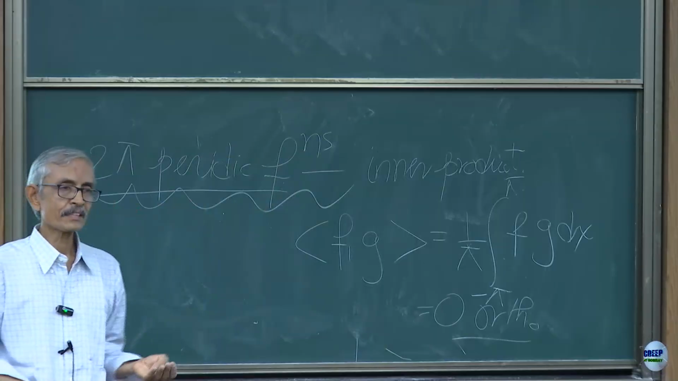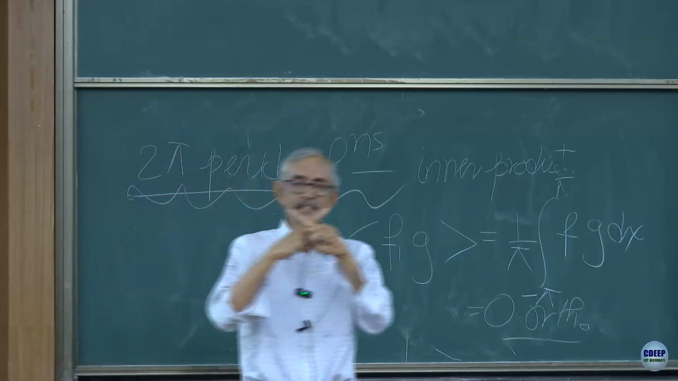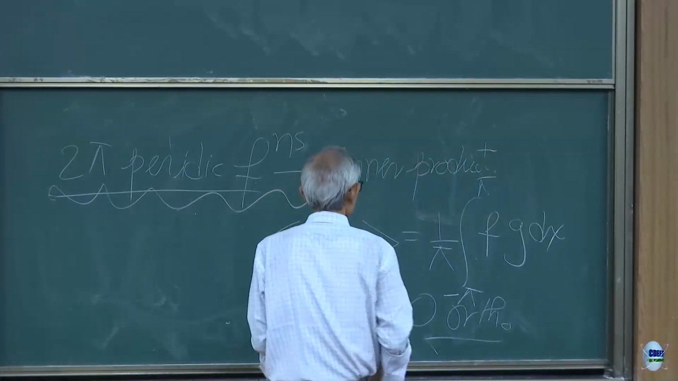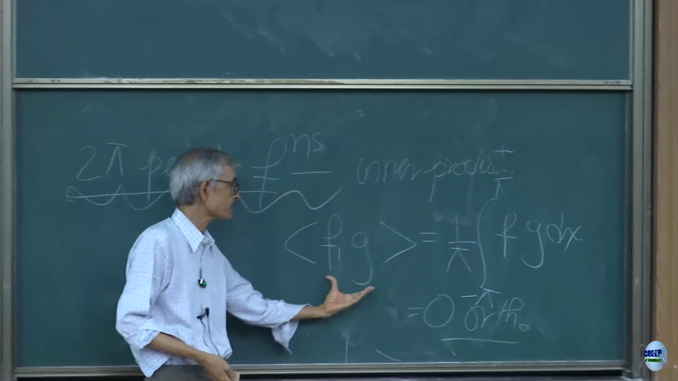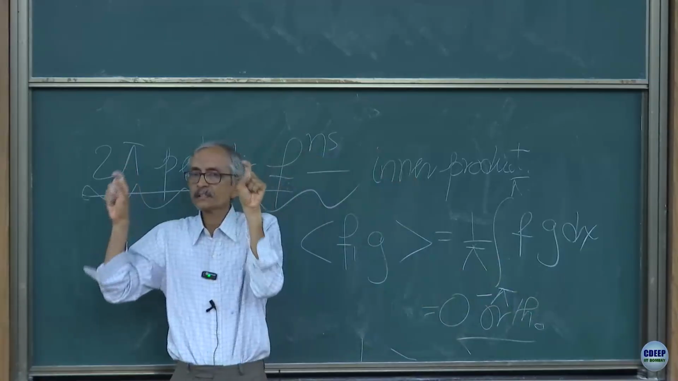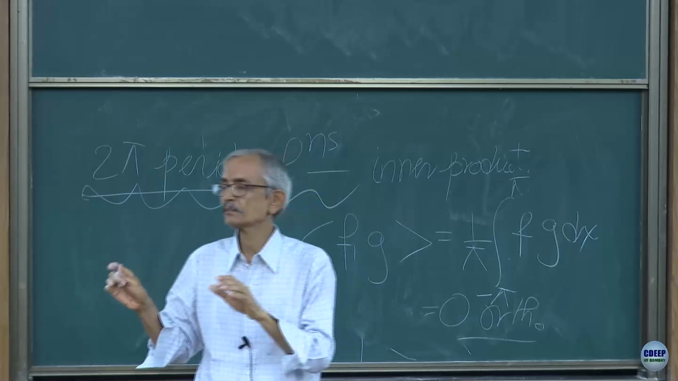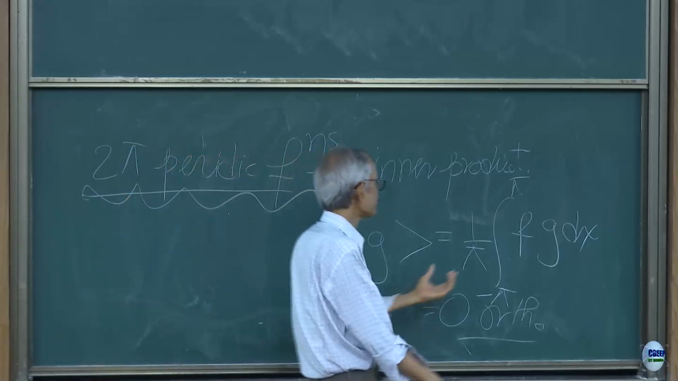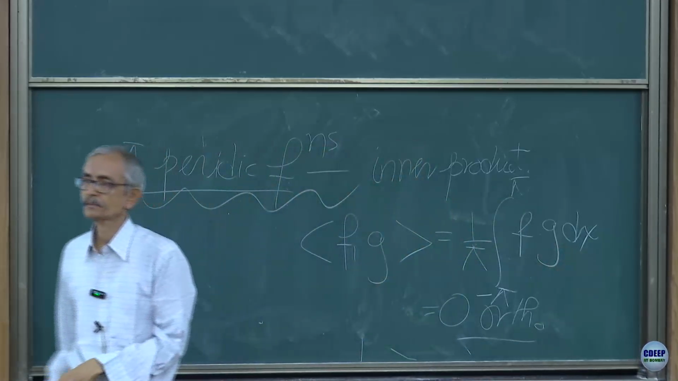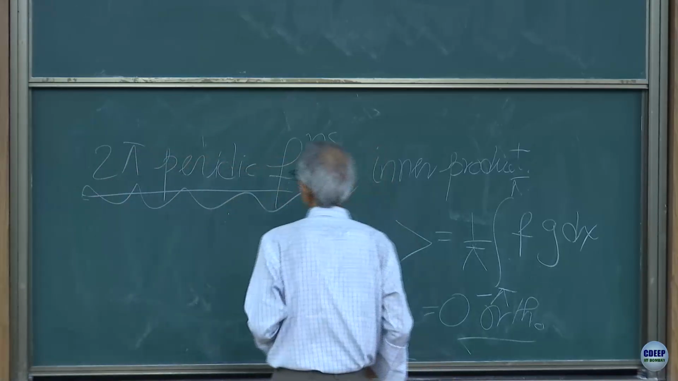Now what does orthogonality mean for functions? I have no idea. For a vector we know they are perpendicular to each other. For functions, I don't know. But I don't care either, because I have a definition which says the inner product is defined like this. And in the domain of this particular definition, orthogonal functions are those for which 1 by pi integral from minus pi to pi of f g dx equals 0. That's my definition.